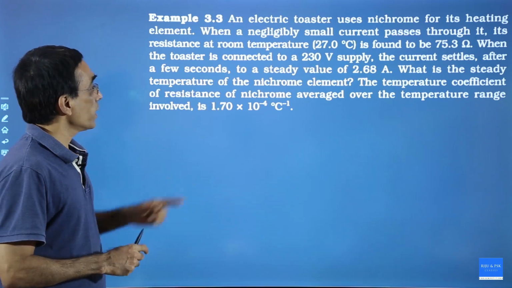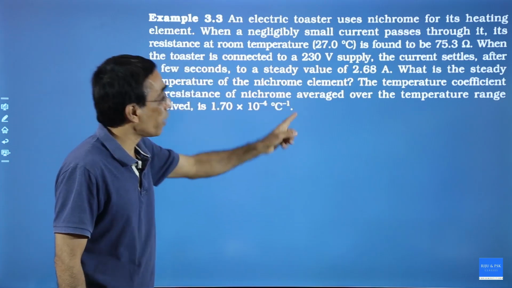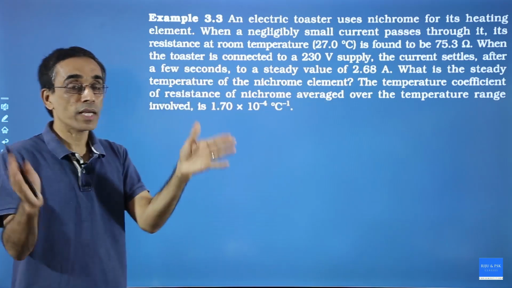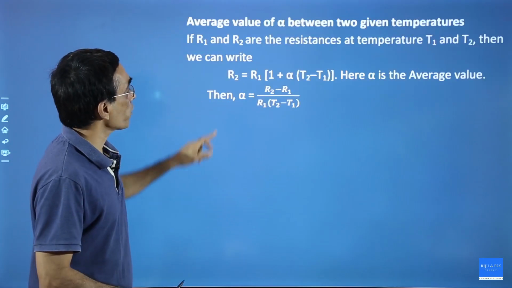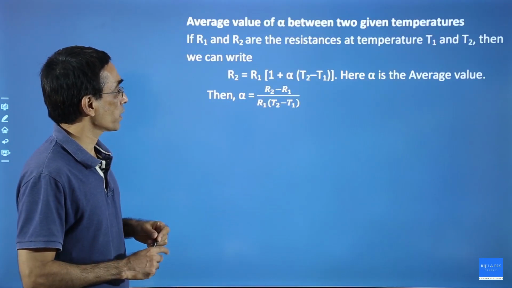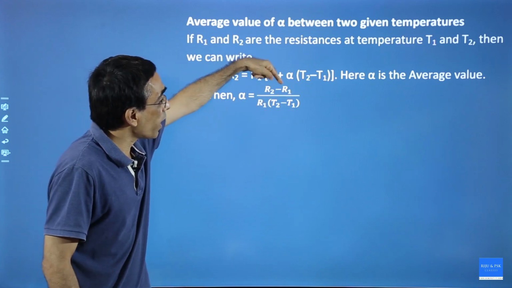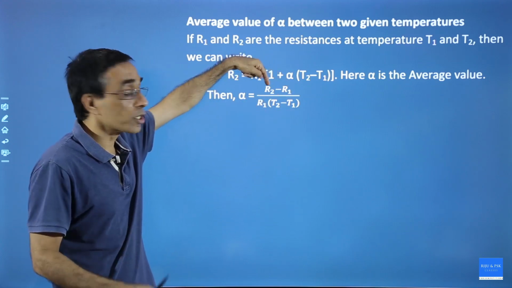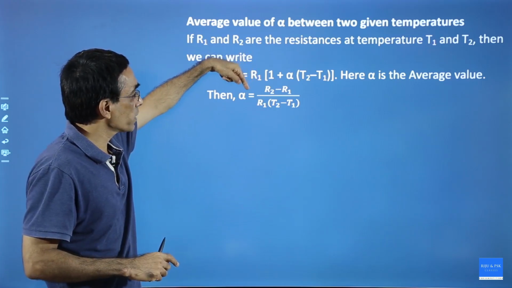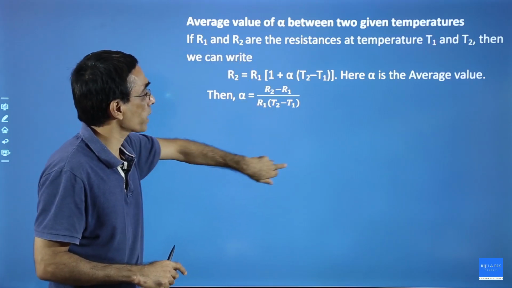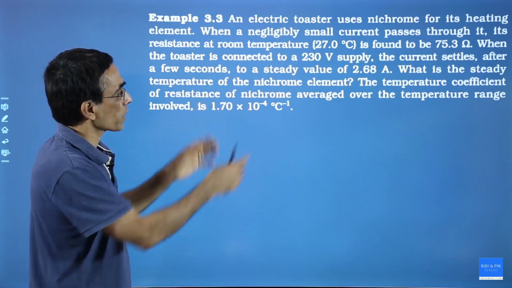What is the temperature? The temperature coefficient of resistance of nichrome is averaged over the temperature range. That means the average value is given here. So, I told you, if an average value is given, then it is always easy to use this equation. Alpha is (R2 minus R1) by R1 into (T2 minus T1). R1 is given in your question. R2 you can calculate using V by I, Ohm's law. Then you can find out T2 minus T1. What they want is the temperature. So, you can write T2 minus T1 in terms of the remaining parameters.